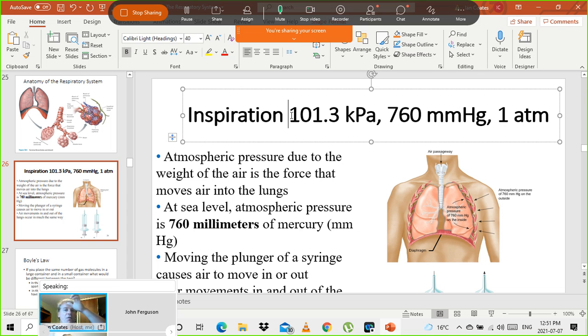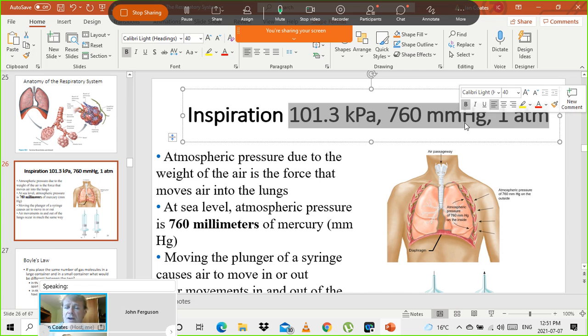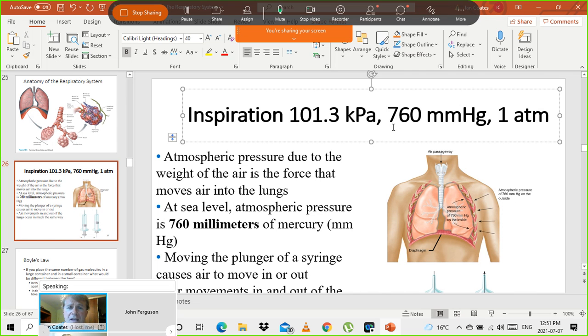Just know that, yeah, that's a great question. What would be considered normal atmospheric pressure? I could give you any one of these three, and there you go. Good question. Did I answer it? Okay. So very, very important here: your lungs are never at atmospheric pressure.